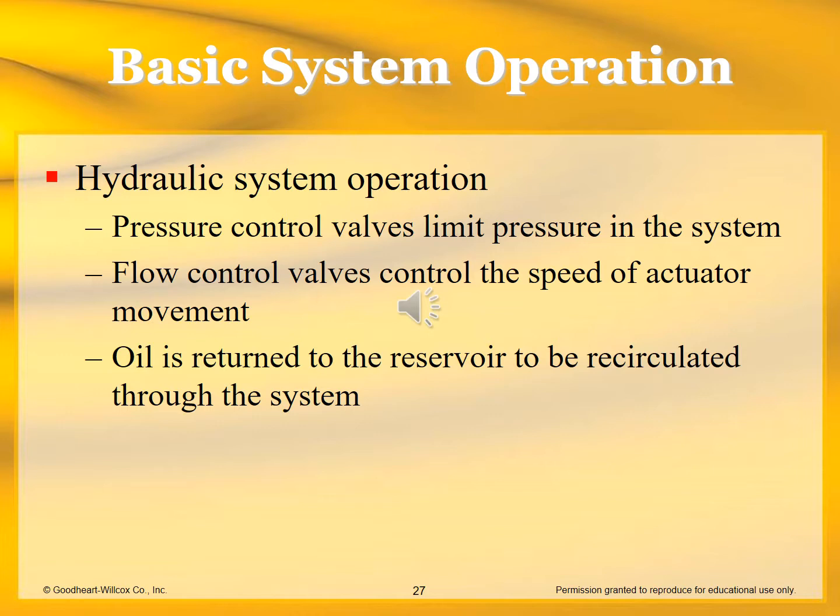The pressure control valves limit the pressure. That's one way of controlling it. You do need some pressure, but you don't want excessive pressure. Flow control: speed is a function of flow. So as you control the flow, you control the speed of the actuator. And then you want to return that oil somewhere. You have to have some kind of return system.